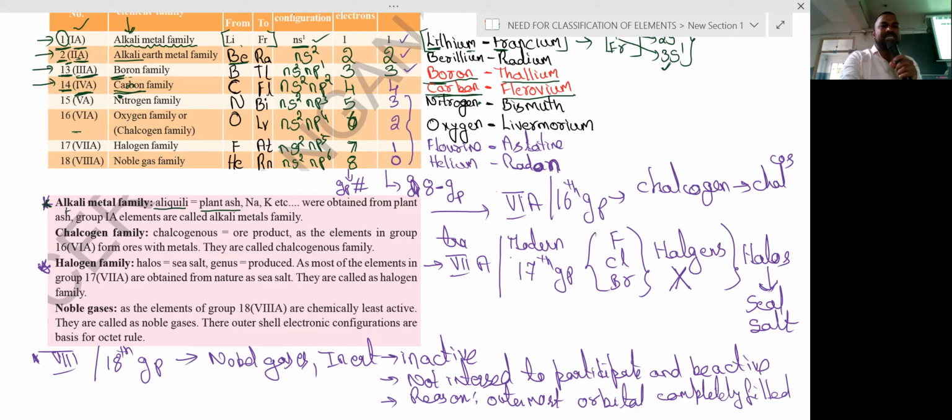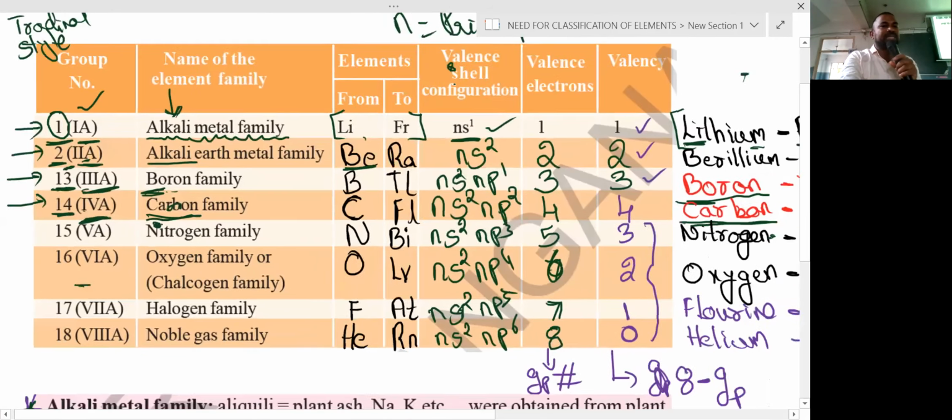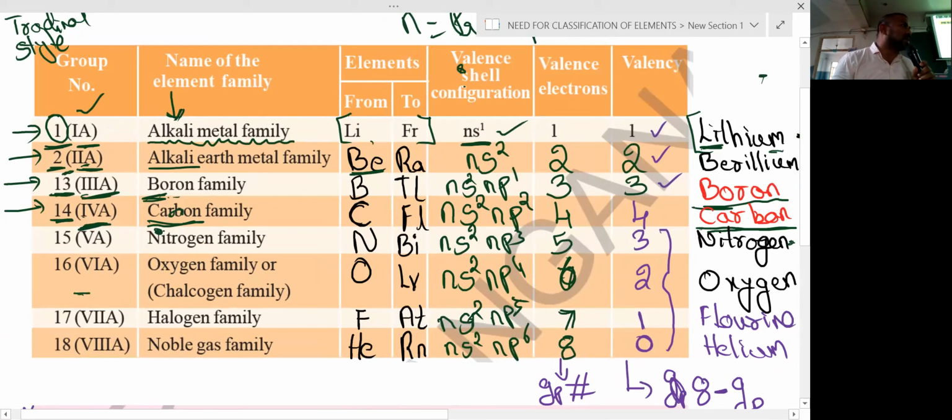The topic here is the element family or chemical family. Why did we get those names? The first A group we call alkali metals, from lithium to francium. In the same way, the second group elements are the alkali earth metal family. The third one is the boron family, because the head of the family is boron.